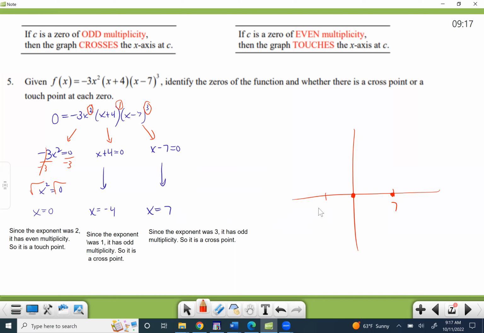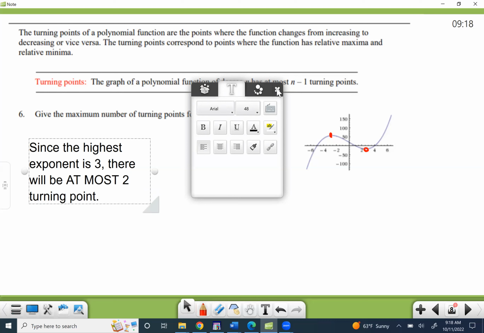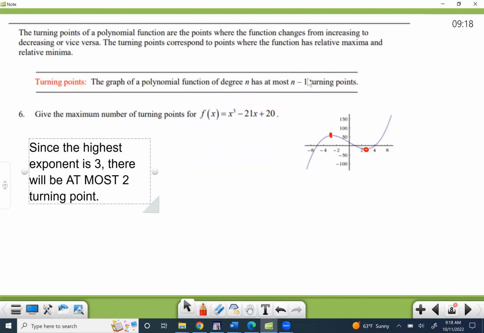Turning points. So in the graph, whenever you have a relative maximum or a relative minimum, those are going to be turning points, okay? And there is a relationship between the highest exponent and the most amount of turning points. Since the highest exponent on this polynomial is 3, you always subtract 1 from it, okay? There will be at most, we're not saying there will be that many, at most 2 turning points. So always 1 less. And you guys can see that in the formula here. See n minus 1? That's telling you to subtract 1.